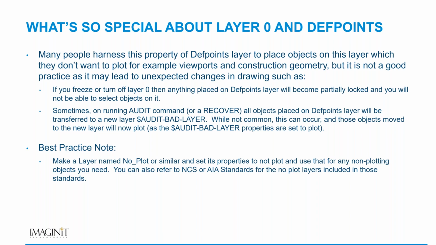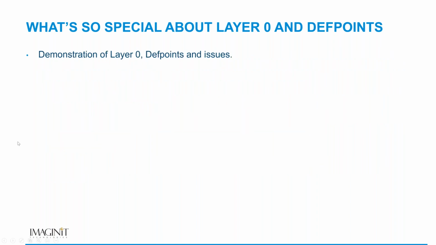So the best practice note: make a layer named No Plot or similar and set its properties to not plot, and use that for any non-plotting objects you need. If you don't have a good standard for that, then refer to the NCS, or National CAD Standards, or the AIA standards, as they include no plot layers in those standards. With that, I'm going to give you a quick demonstration of Layer 0, Defpoints, and some of the issues that we run into.